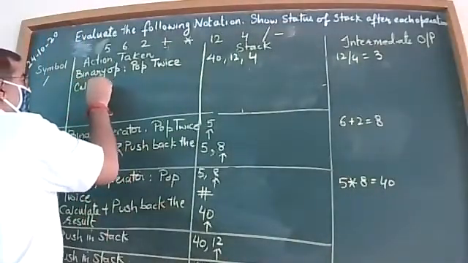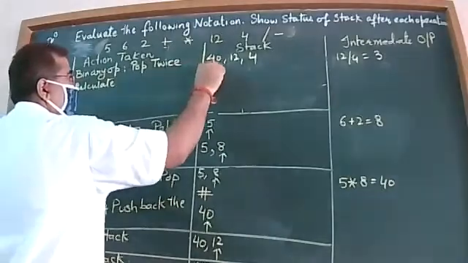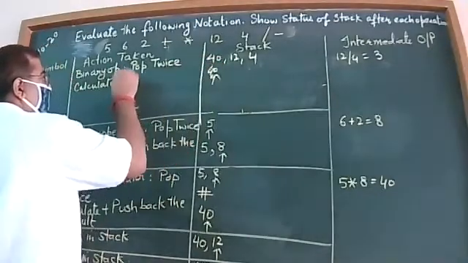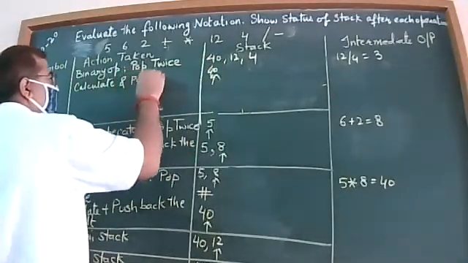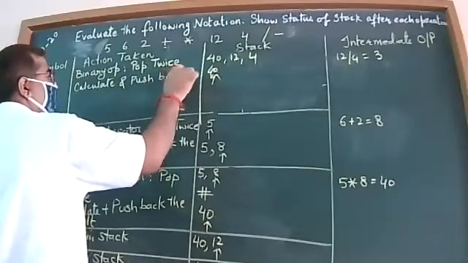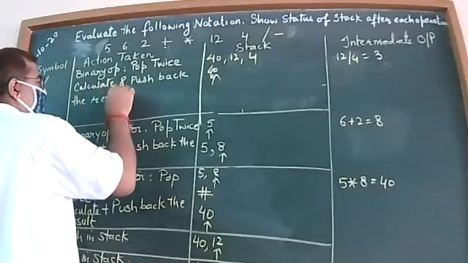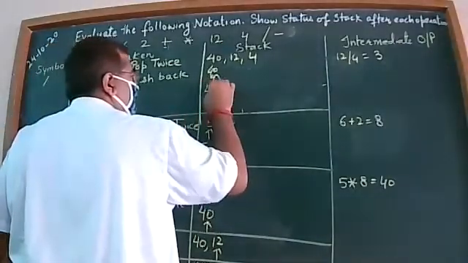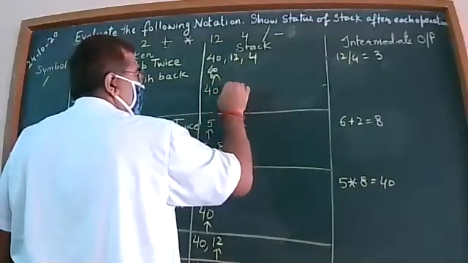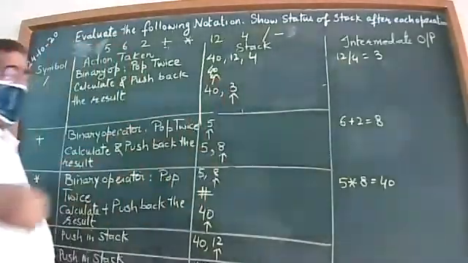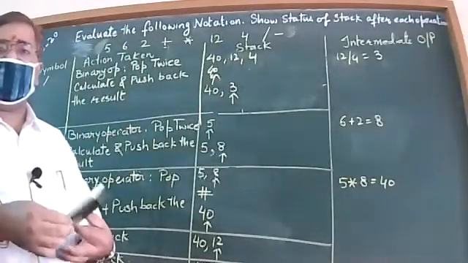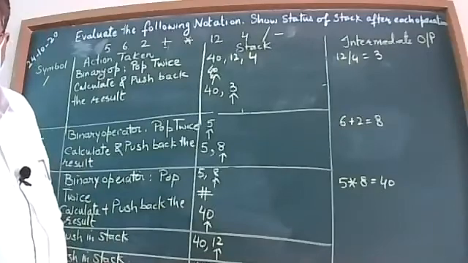Calculate and push back the result. So 40 and 3 is pushed back.